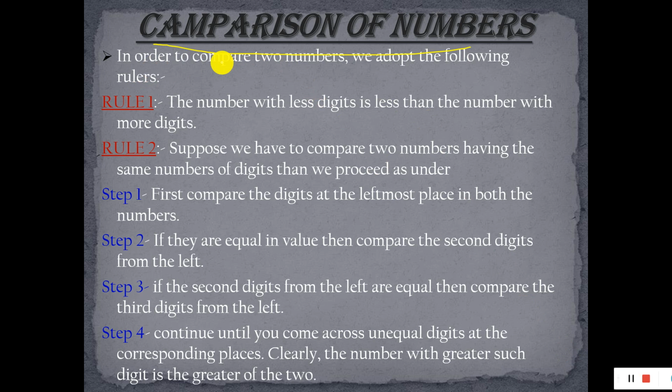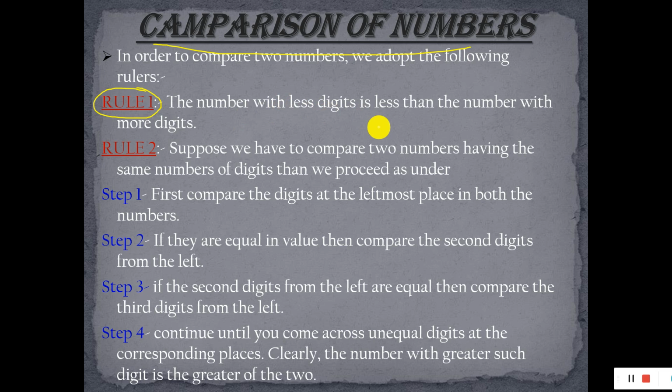So in order to compare two numbers, we adopt the following rules. First rule is the number with fewer digits is less than the number with more digits. If there are two numbers and we count the digits of both, the one with fewer digits is the smaller, and if the digits are more, then this number is greater.